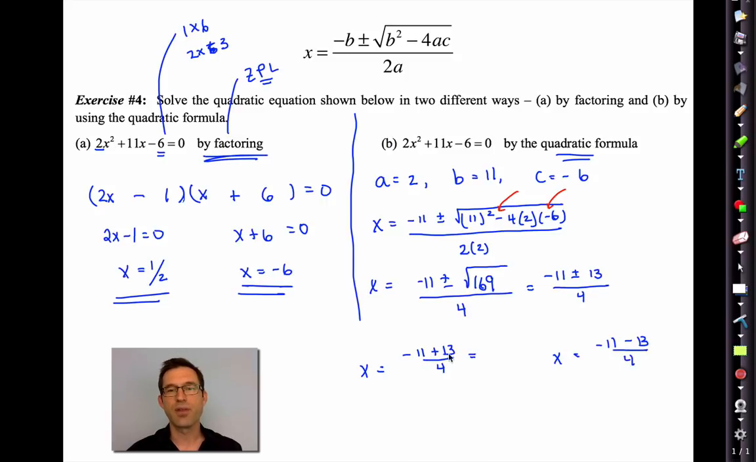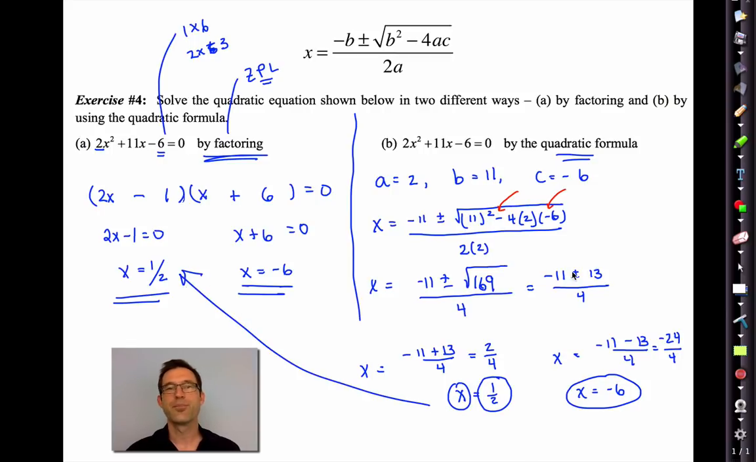So let's do it. Negative 11 plus 13 is 2, divided by 4, and that gives me 1/2. And then negative 11 minus 13 is negative 24, divided by 4, and that gives me -6. And we get the same answers. Woohoo! So the quadratic formula is wonderful.